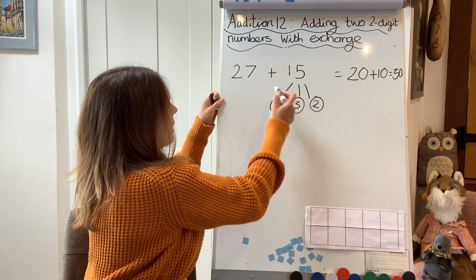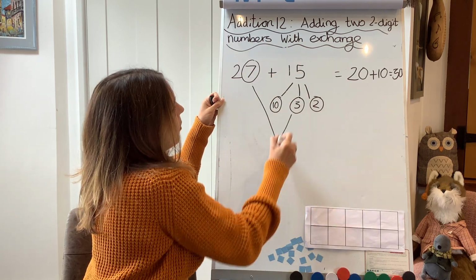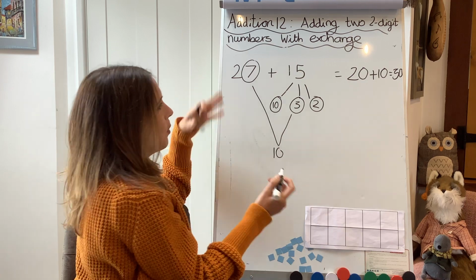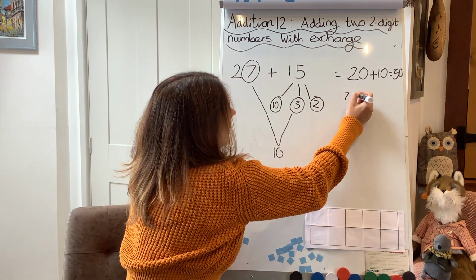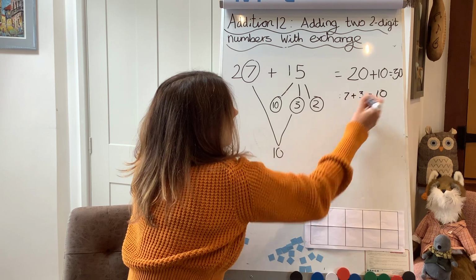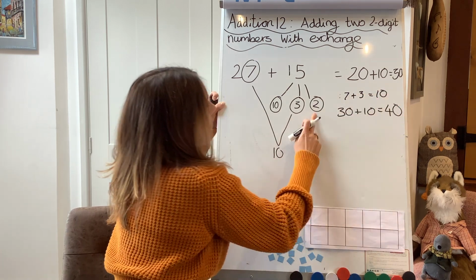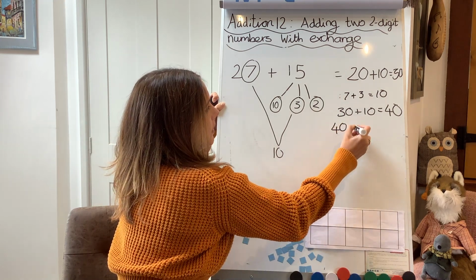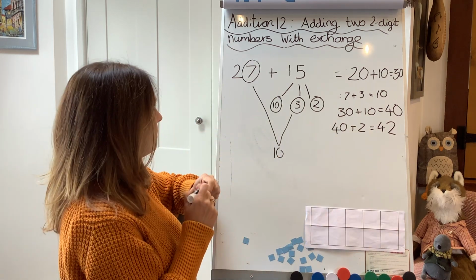So I'm going to regroup, because I've got the 7 and the 3 will make another 10. So that will make 40. So I'll have 7 and 3 equals 10. So we've got 30 and 10 is equal to 40. And then I will add the 2 on. 40 add 2 equals 42.